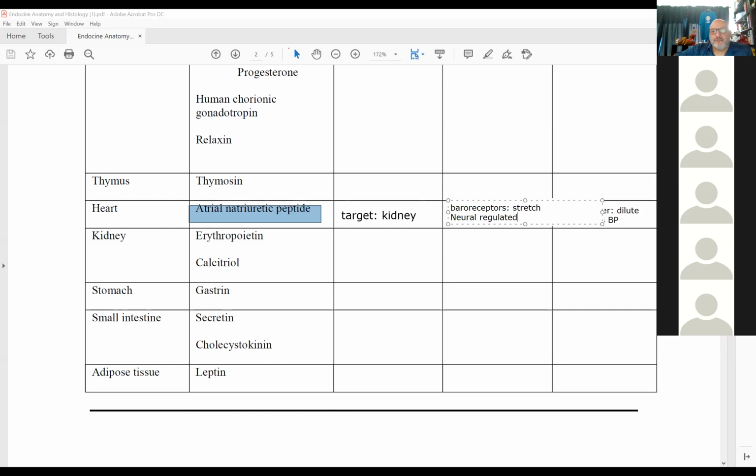Medulla oblongata. I'm sorry? Medulla oblongata. Sure. Yes, yes, it is. All right. That makes sense.